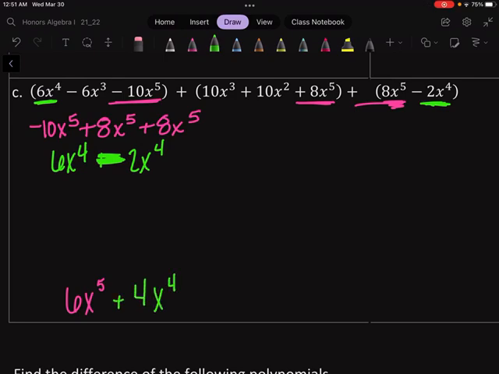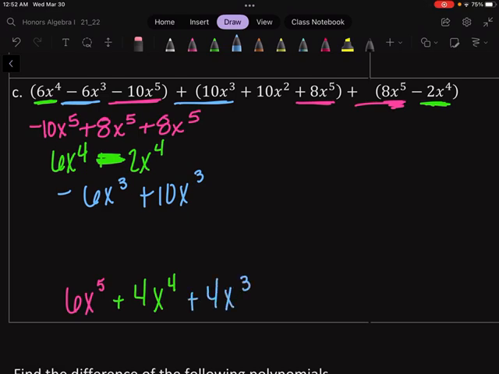Then I need to do my to the third power. Looks like I have minus 6x to the third plus 10x to the third. So that is positive 4x to the third. And then finally, my x to the seconds. I only got one of them. And there's a positive out here, so it's obviously a positive 10x squared.